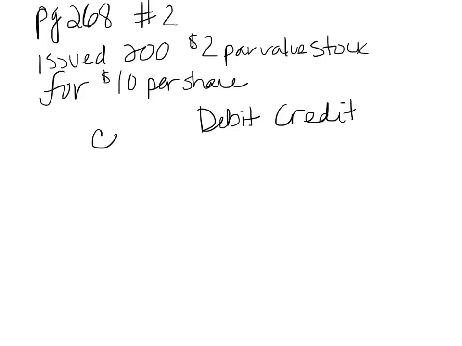We know that we got cash of $10 per share. So $10 times 200 is, go ahead and do your calculation. Let me get my calculator out here.